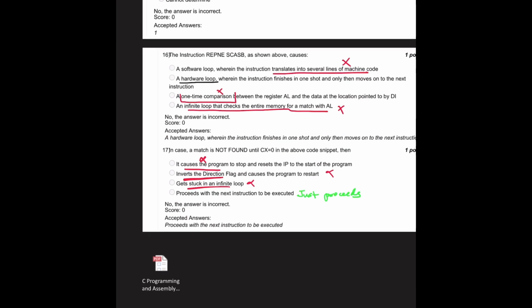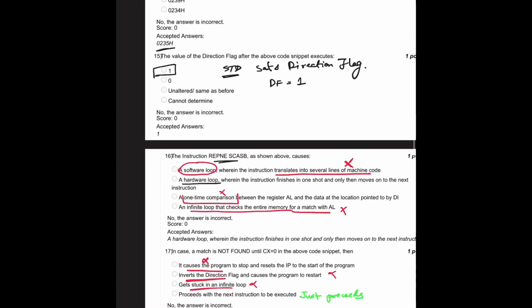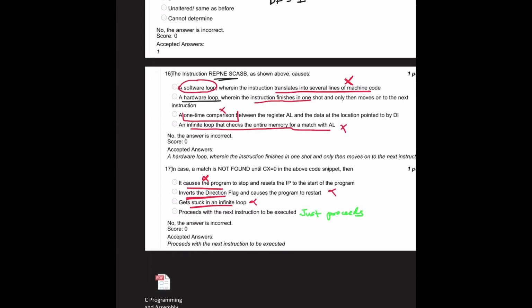The instruction REPNE SCASB, as shown above, causes a software loop wherein the instruction translates into several lines of machine code. That is wrong. It is not a software loop, it is a hardware loop, wherein the instruction finishes in one shot and only then moves on to the next instruction. So all of this, CX becoming 2 and 1 and DI auto decrementing, all of that happens in this instruction line. So it is a hardware loop wherein the instruction finishes in one shot. This is the key point.